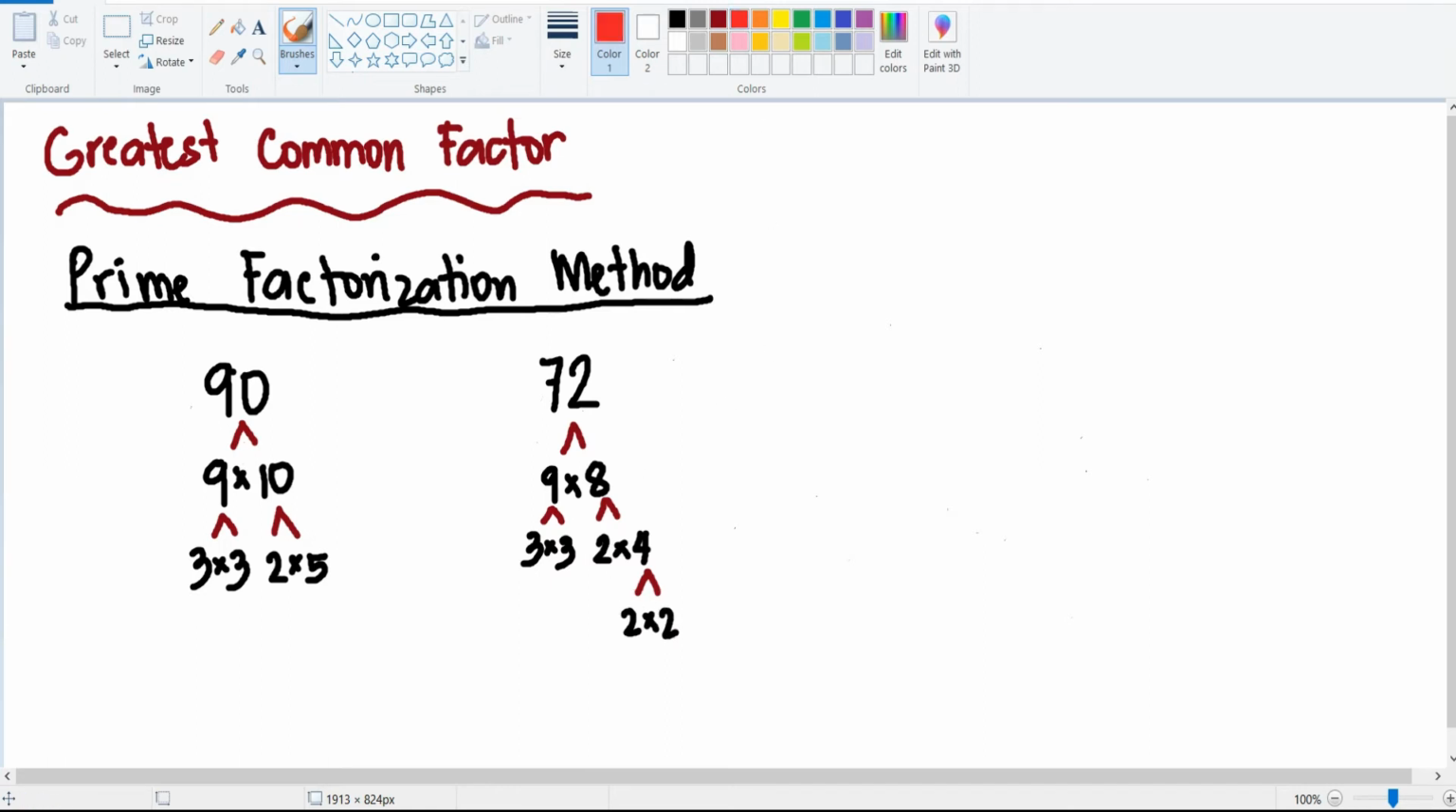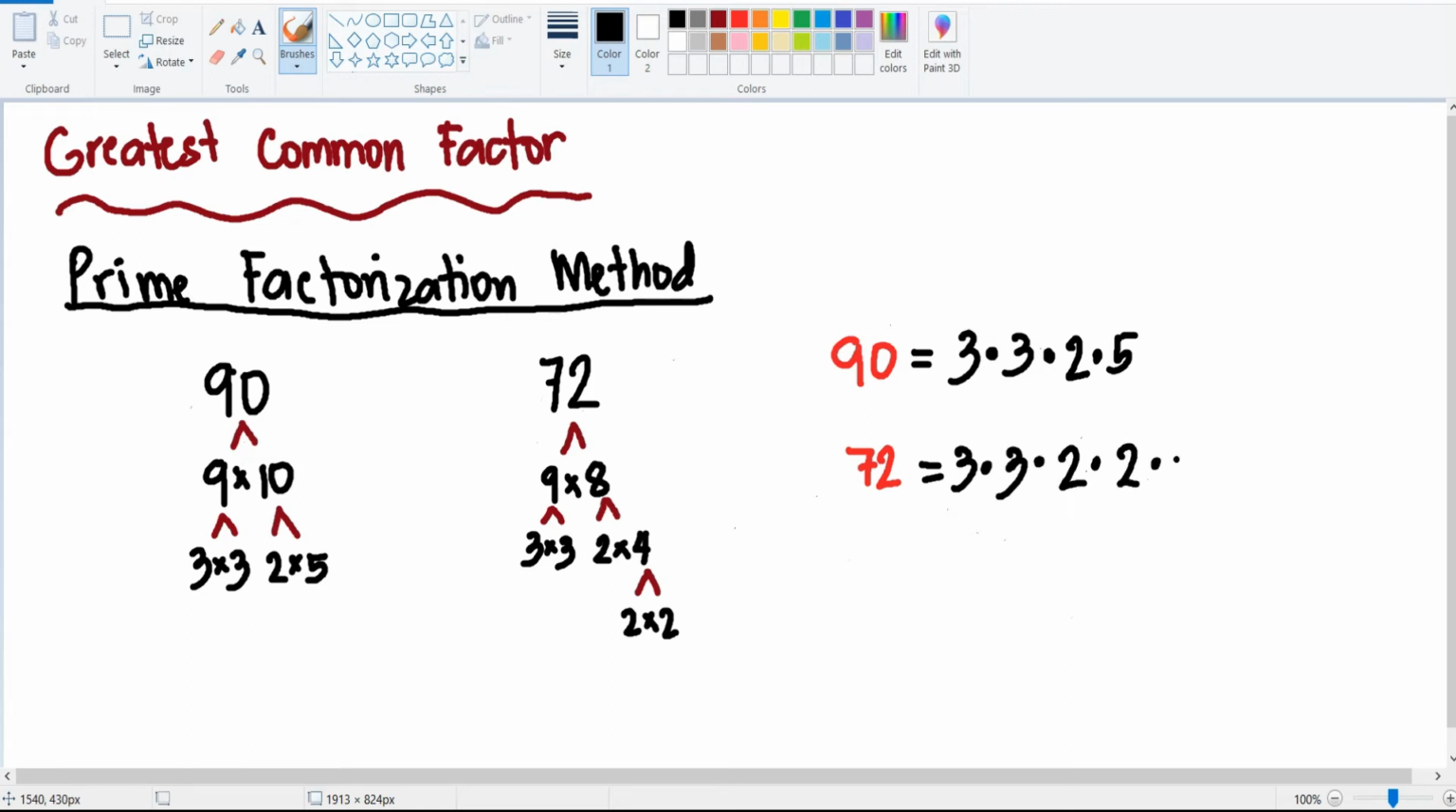Let us list down their prime numbers. Okay? So let's start with 90. We have 3, 3, 2, and 5. So we will write 3 times 3 times 2 times 5. And if we will multiply it all, the result will be 90. Let's go with 72. We have 3, 3, 2, 2, 2. So 3 times 3 times 2 times 2 times 2.